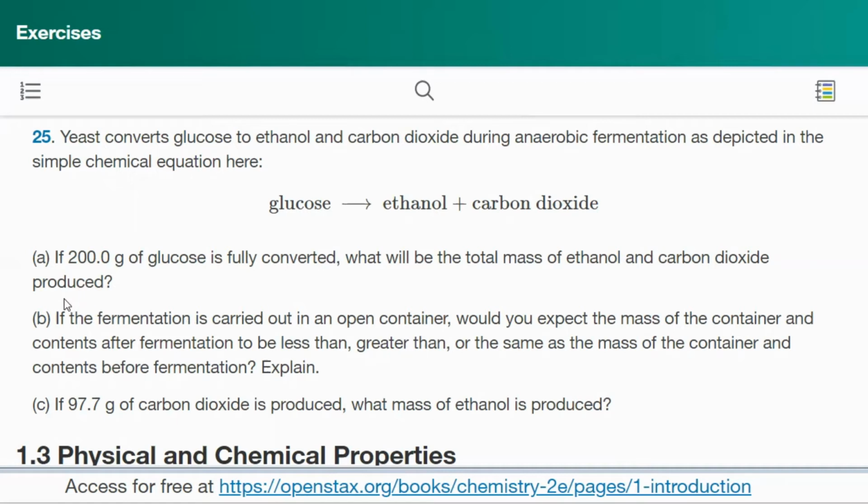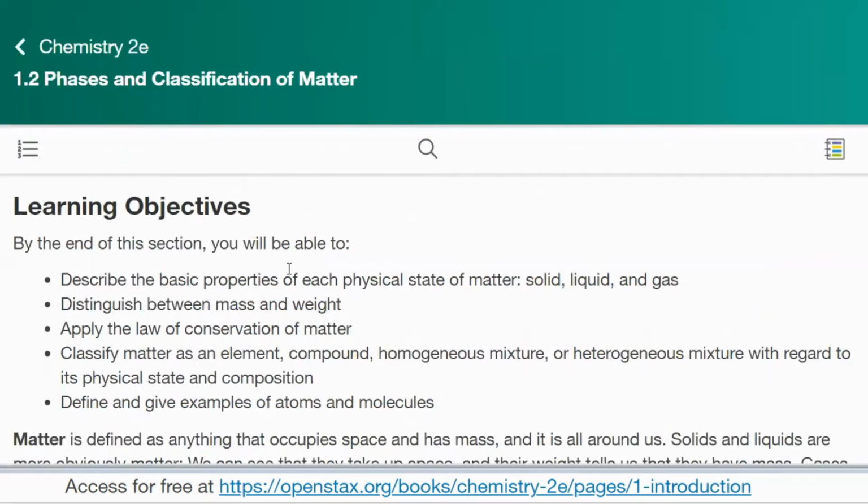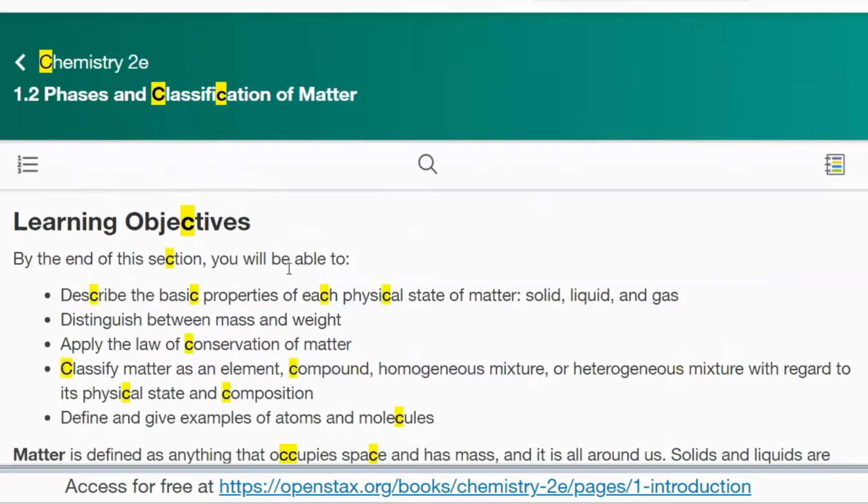Conservation of mass. Let me just make sure I have that term correct. I want to see if I have the word conservation of matter. I'm sorry, not conservation of mass. It's the conservation of matter. And let me just verify.